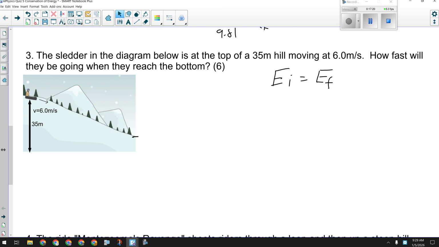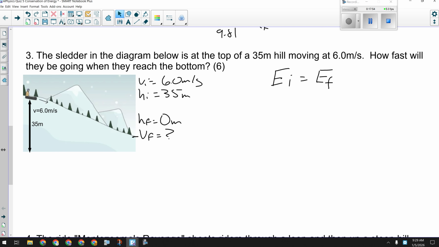All right, what are our givens? Well, we know that when they're at the top of the hill, they're moving at 6 meters per second. And they are 35 meters above the bottom of the hill. The other position we're asked about is the bottom of the hill. What's my final height? 0, because I'm at the bottom. Okay, they want to know how fast are they going at the bottom. Everyone okay with that? Okay, these are the questions you kind of ask yourself as you're going through these step by step.